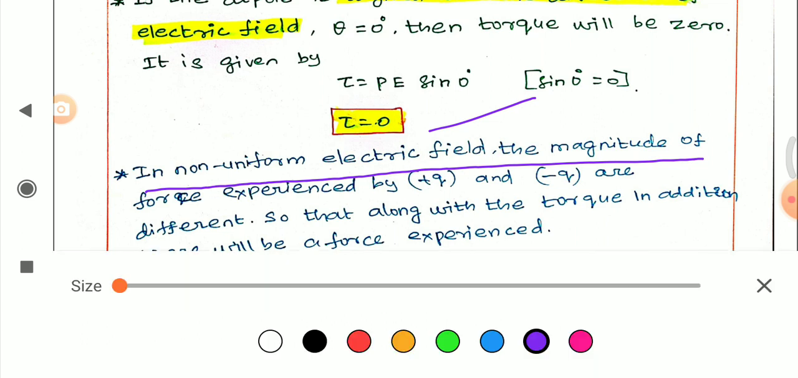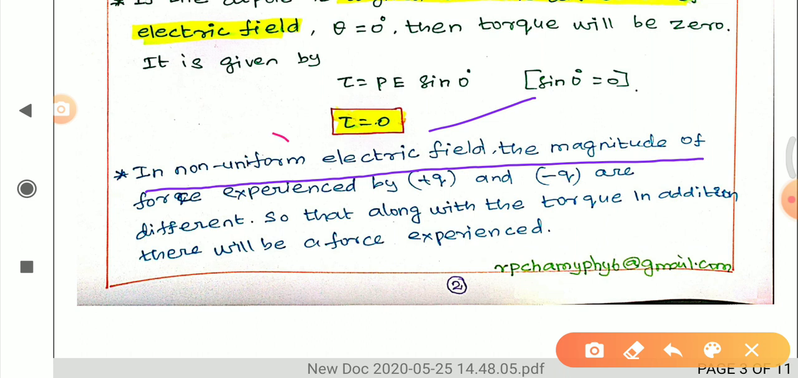Suppose the electric dipole is placed in a non-uniform electric field, then what will happen? The force experienced by the positive charge and the negative charge will be different. In this point, you have to concentrate. How can we understand this? In a non-uniform electric field, the magnitude of force exerted on the positive and negative charges is different. Different means they are different in magnitude also.